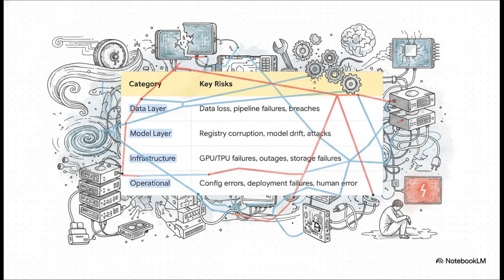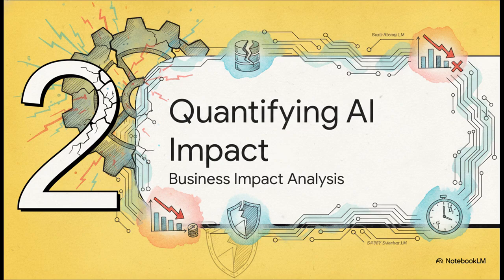Okay, so we can basically break all these vulnerabilities down into 4 main buckets. You've got risks at the data layer, the model layer, the infrastructure layer, the hardware, and then of course the operational layer, which is often just human error. But here's the most important part. These things are not in their own separate silos. They're all connected. Think about it. A simple config error by an engineer, that's an operational risk, could corrupt your entire model registry, which is a model layer risk. So a truly solid DR plan has to look at this whole thing as one big interconnected system.